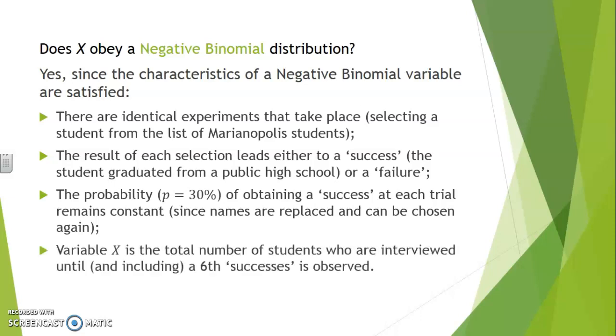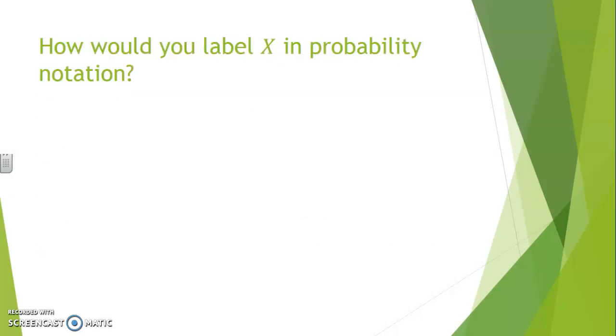And the variable of interest here is the count of students leading to the 6th person saying he or she comes from a public high school. Labeling variable x in this situation would be to say that x follows a negative binomial where 6 successes have to be obtained, 0.3 chance of a success at every trial.